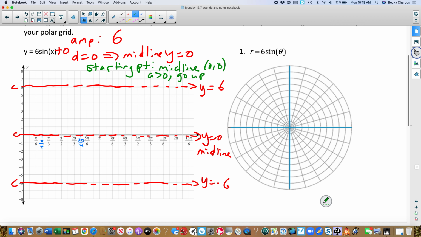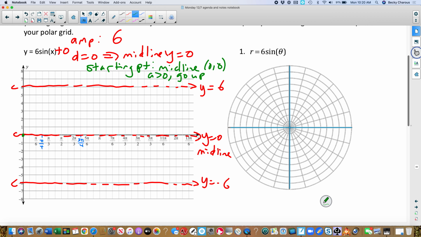And I always ask myself that question. I make sure because I may miss that it's a negative sign, right? So always make sure you ask yourself, which way does it go? And then once we know that, the key points are every pi over 2 because that's 1/4 period. So I'm going to put 0, 0. Then my next key point is going to be at pi over 2, and that's going to be up at a maximum, right? Because from the midline, we're going up to the maximum.